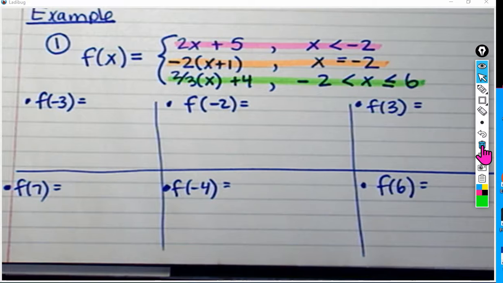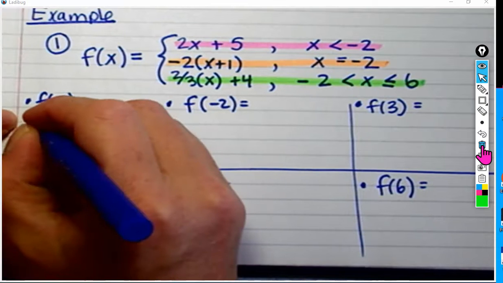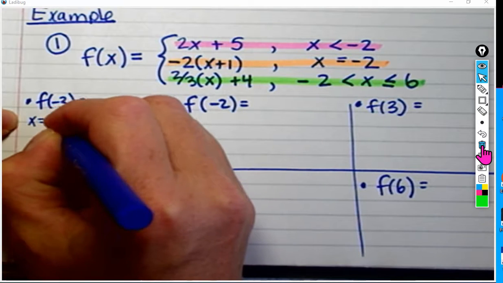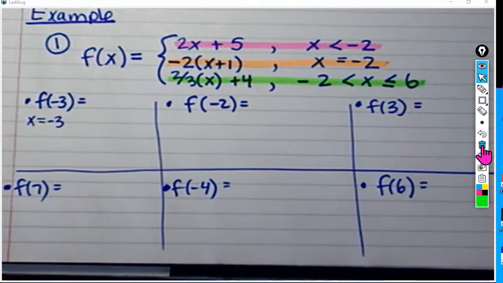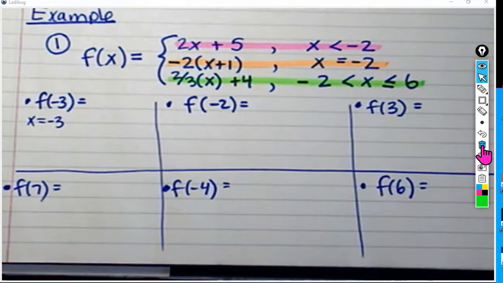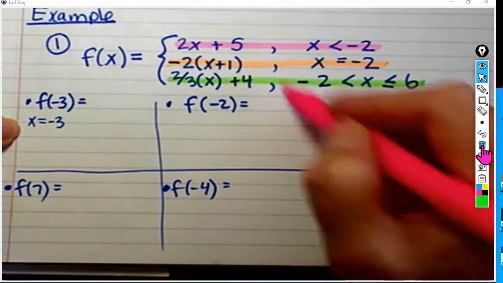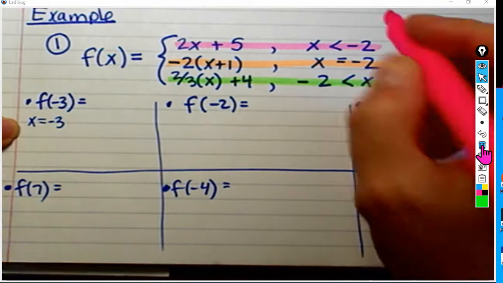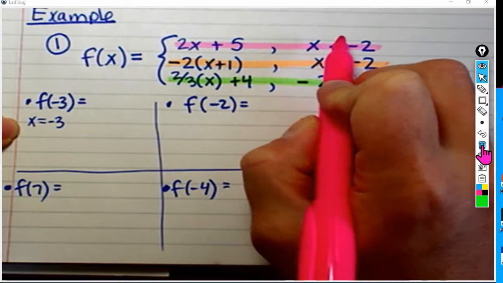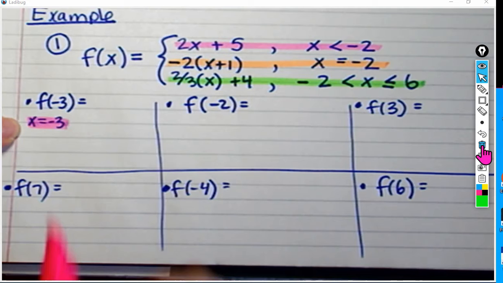Okay, so I'm going to read my directions. It says, check the domain. So this is x equals -3. That's what this notation means. So as I'm checking my domain, I have to pick which domain this -3 fits into. Pink, -3 is less than -2. So I've chosen the pink domain.